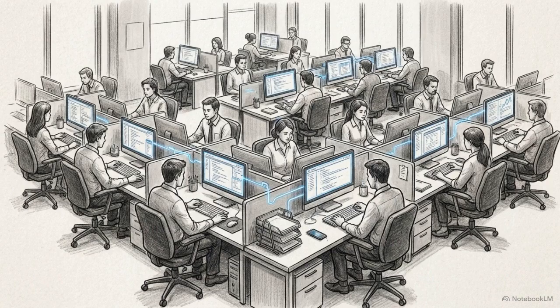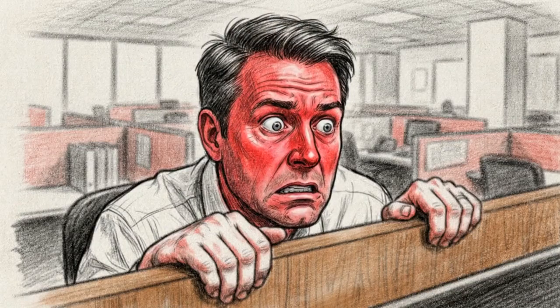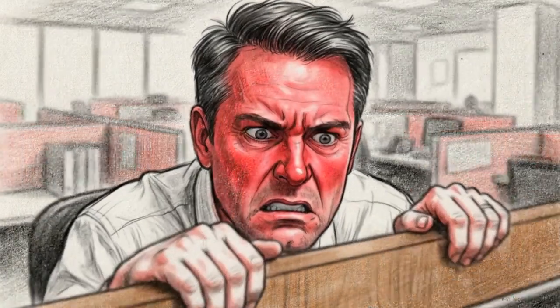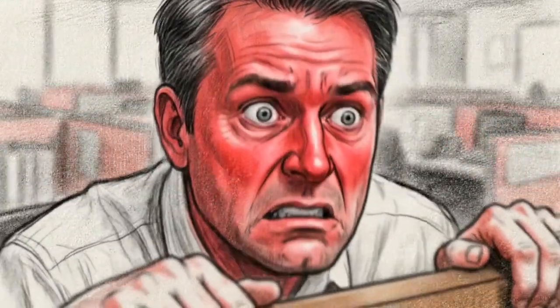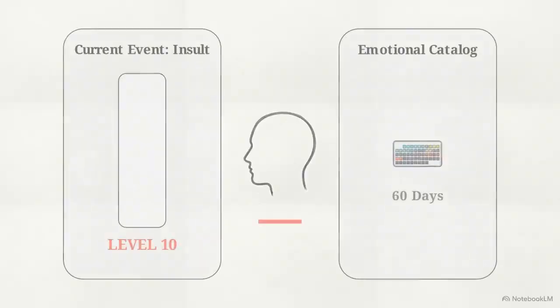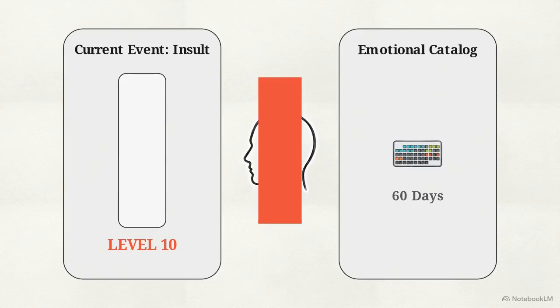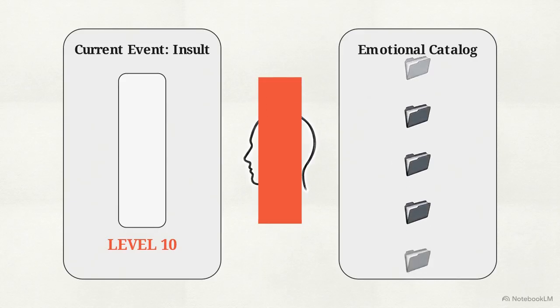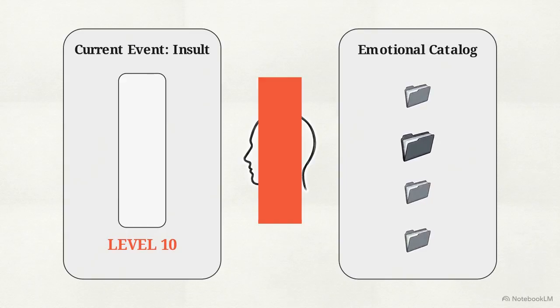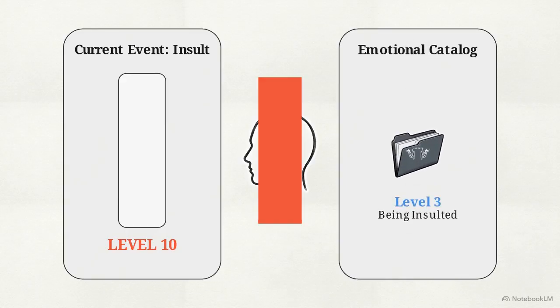Let's apply this to a real-world crisis scenario. Imagine you are unexpectedly insulted by a coworker, triggering a sudden, intense level 10 flash of anger or shame. Because you have practiced these specific transitions for 60 days, you can now intervene by shifting your internal focus to a lower intensity memory you've already cataloged, like a level 3 version of being insulted. By pulling that specific, weaker emotional memory into your conscious mind, you override the current surge with the lower intensity.